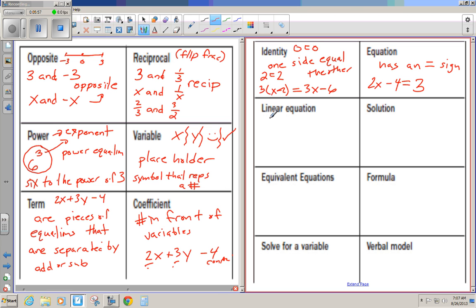A linear equation, you could give an example of it. I have one up there. 2x minus 4 equals 3 is a linear equation. Equation because it has an equal sign, but linear because the variable has no exponent. It's actually considered an exponent of 1. And the variable is not in the denominator.